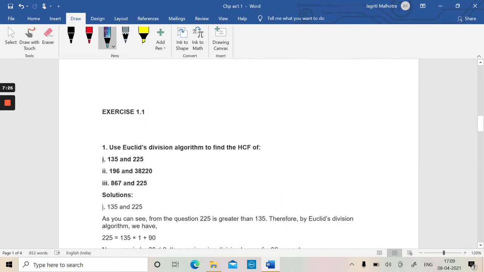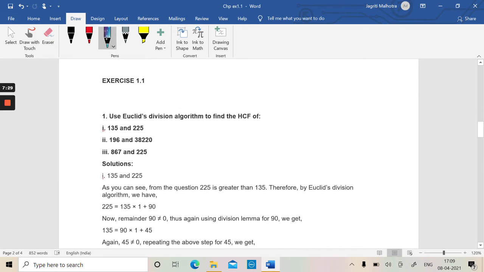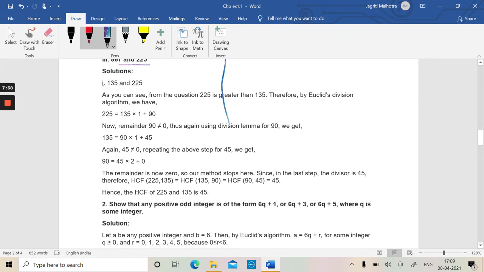Now let us take a look at the exercise. This was exercise 1.1, which says: use Euclid's division algorithm to find the HCF of these numbers. So let us go for only one solution and then I'll tell you more. 135 and 225: as 225 is greater, it goes here, and we divide by 135, still not 0, getting the remainder, so moving again. Still our remainder was not 0, so doing it again for the last time, and now our remainder is 0, that means our HCF is 45.